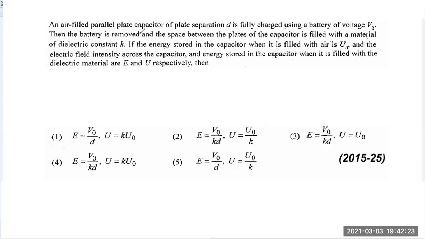Then the battery is removed and the space between the plates of the capacitor is filled with a material of dielectric constant K. If the energy stored in the capacitor when it is filled with air is U naught and the electric field intensity across the capacitor, the energy stored in the capacitor when it is filled with the dielectric material are E and U respectively, then the thing is this is what's happening.